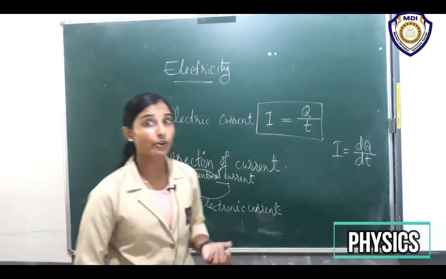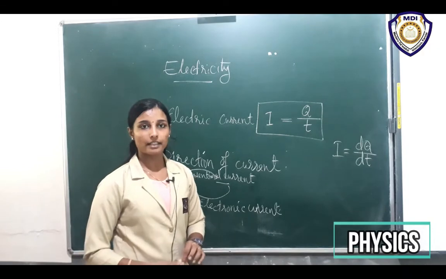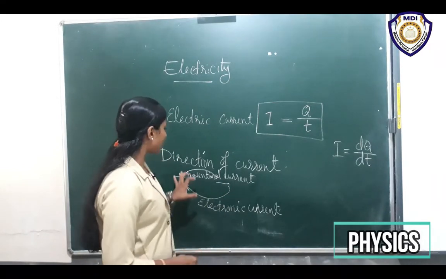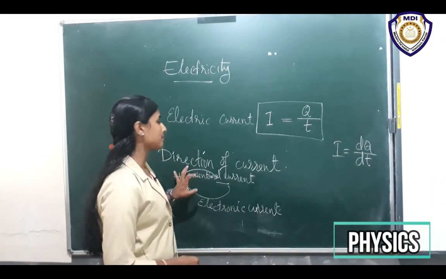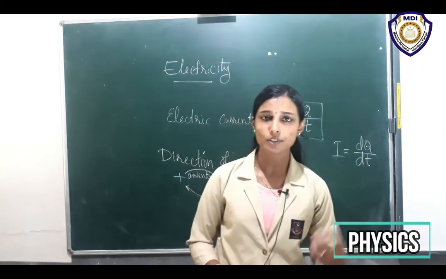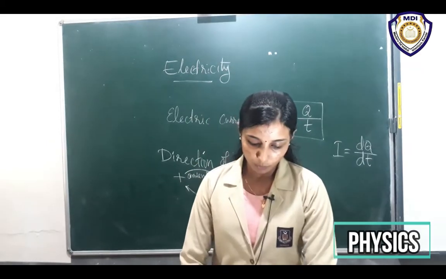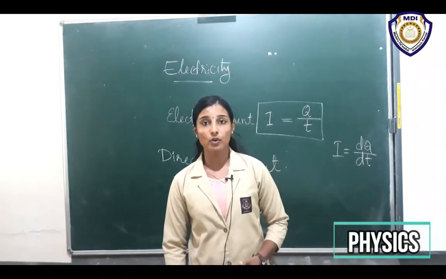So what is the direction of current? Yeah, it is positive to negative. That is, in a battery the current flows from its positive terminal to negative terminal. Okay, so that is the direction of current. Okay, now again go through your textbooks.